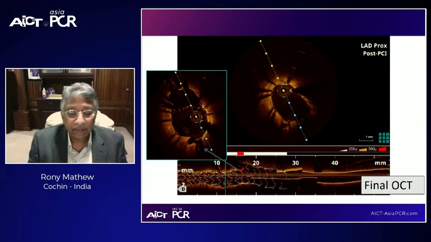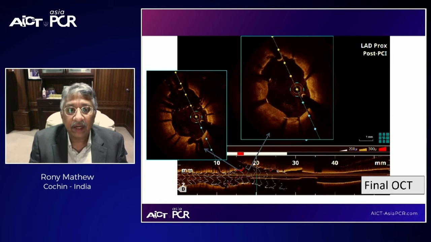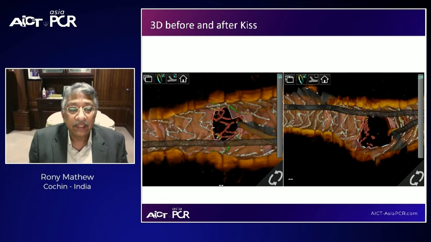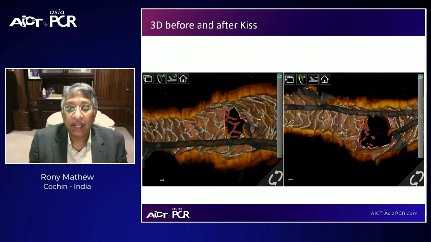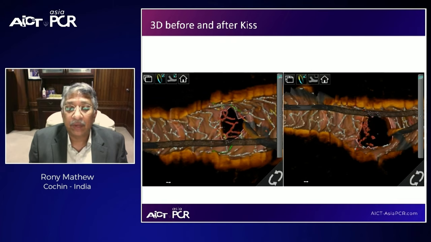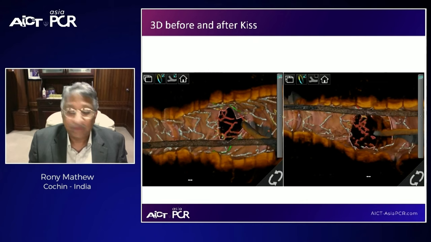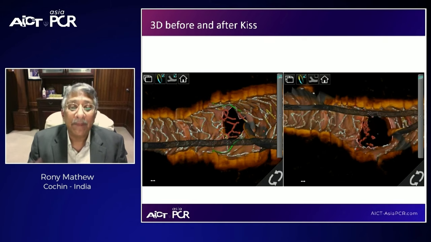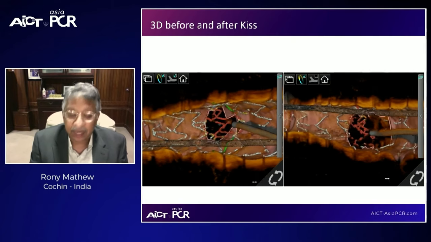On 3D, you see here the metal at the neocarina, while the other part is okay. And on 3D, as I want to show you here, this is before we did the KISS, on a proximal cross, as you can see very nicely over here. After the proximal cross, when you do a KISS, you push these struts over here and you get a huge metallic neocarina. Therefore, I believe even in a DK crush, you must do a mid cross and not a proximal cross, because a proximal cross will get you a metallic neocarina, as is shown here.